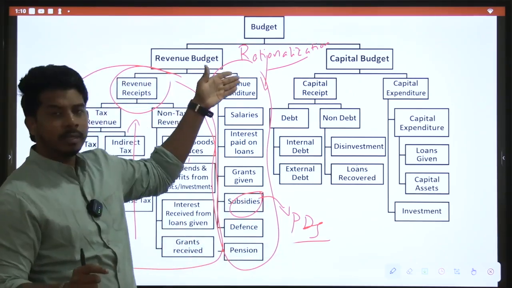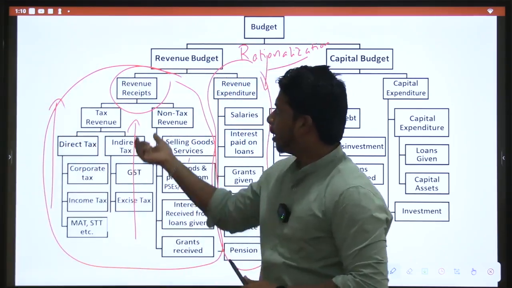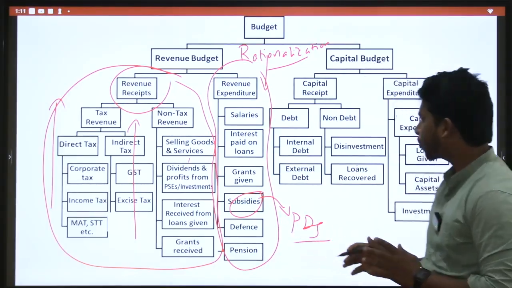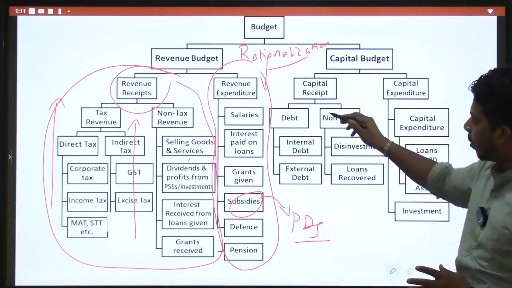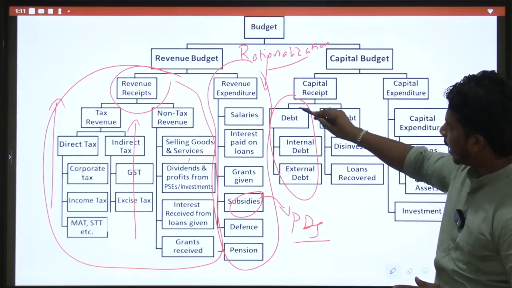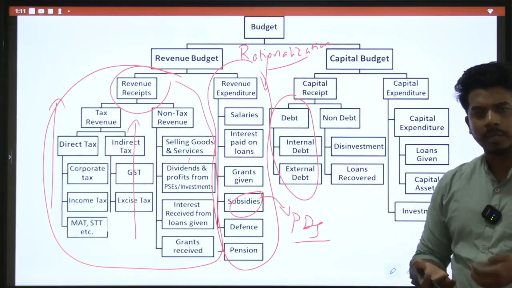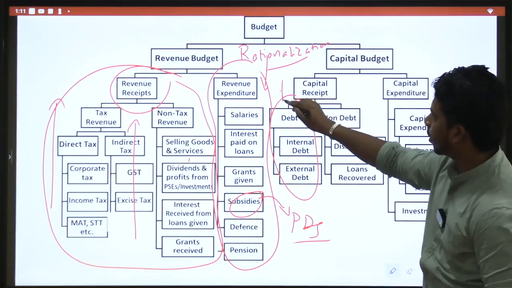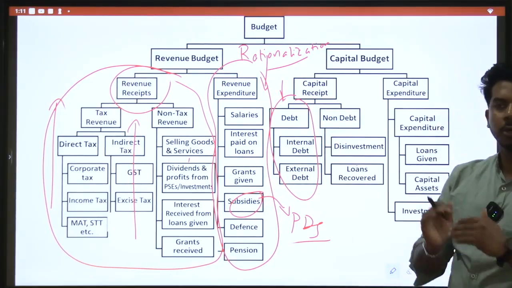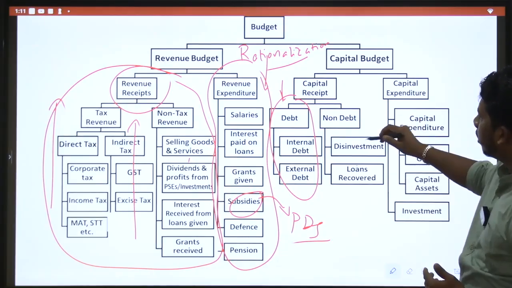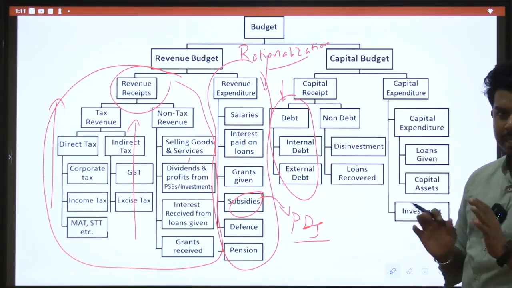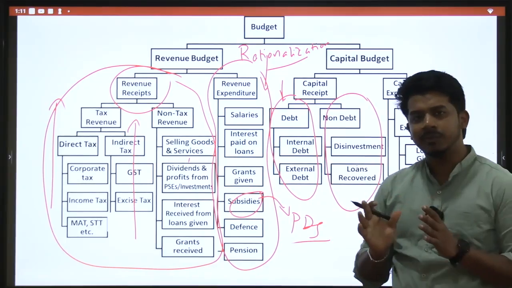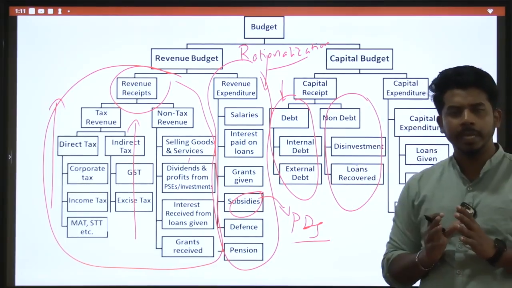So I have to increase my revenue receipts, I have to rationalize my revenue expenditure, and then I have to reduce my debt creating capital receipts. Of course, the overall debt needs to be reduced. So I have to bring down debt creating capital receipts to bring down fiscal deficit. Then there are non-debt creating receipts. So what kind of things do I have to do here?